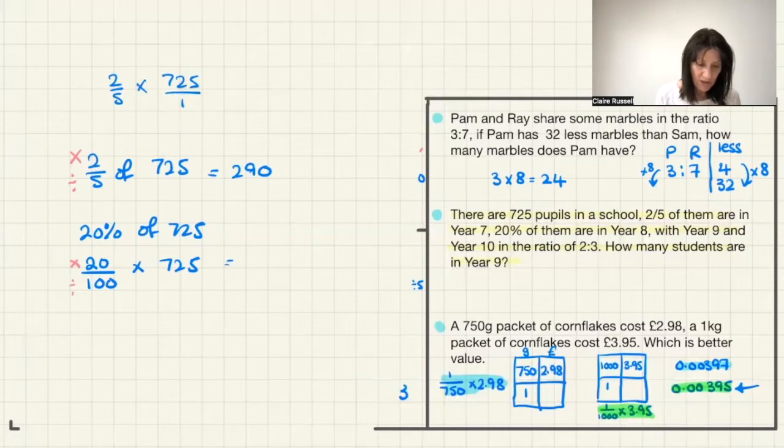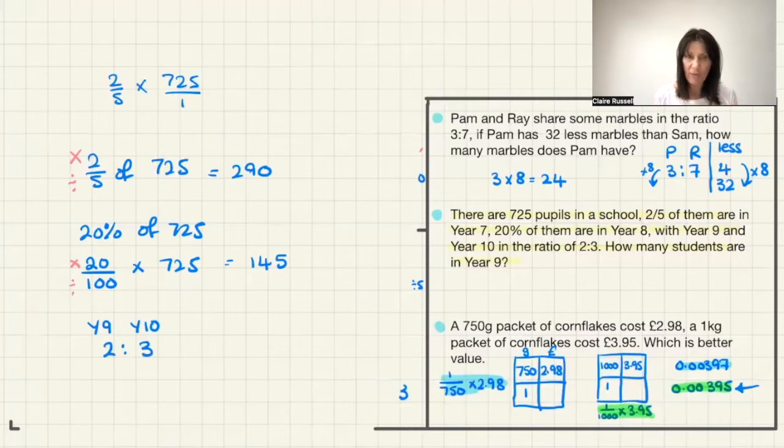All right, so when I put that into my calculator, I get 145. Okay, the rest of the question is talking about how year 9 and year 10 are in the ratio of 2 to 3. So I'm going to get that out of the story and get it written down so I can see it clearly. So that's the rest in years 9 and in year 10.